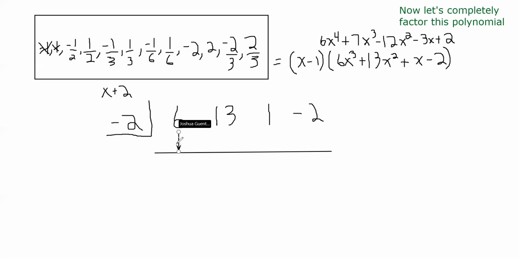Just start by bringing down the 6. -2 times 6 is -12. 13 plus -12 is the same as 13 minus 12, which is 1. -2 times +1 is -2. 1 plus -2, or 1 minus 2, is -1. -2 times -1 becomes +2, and it's going to work.